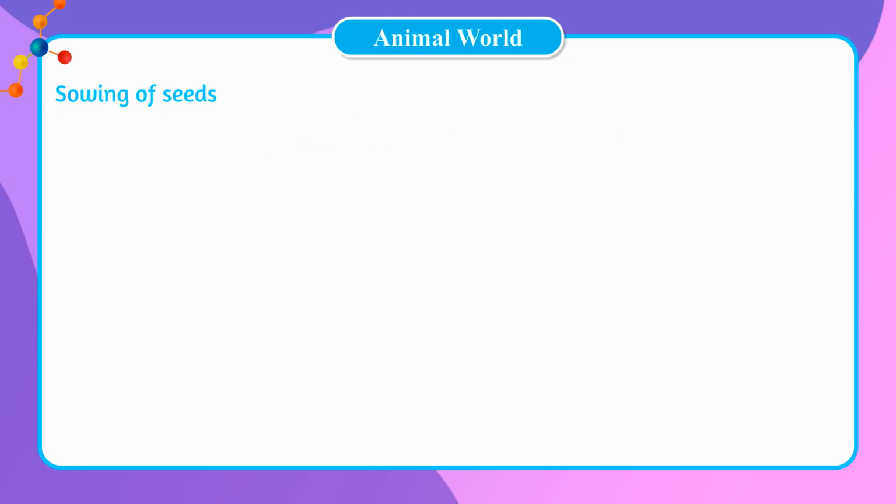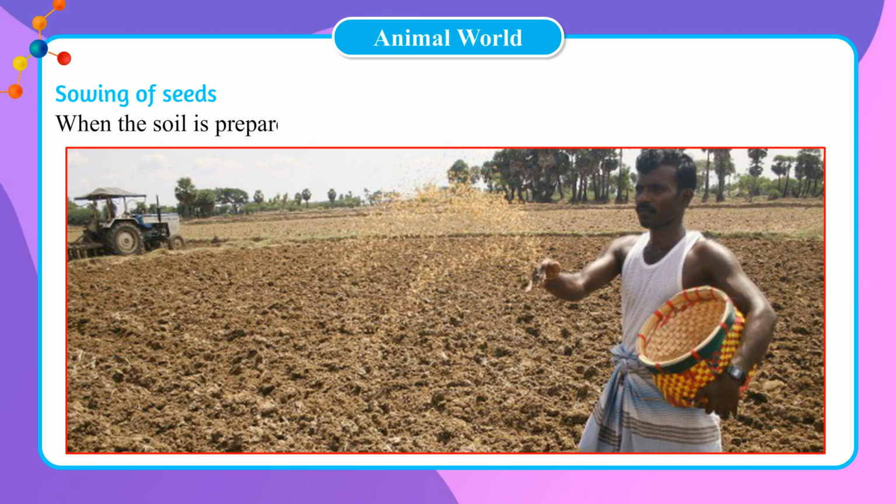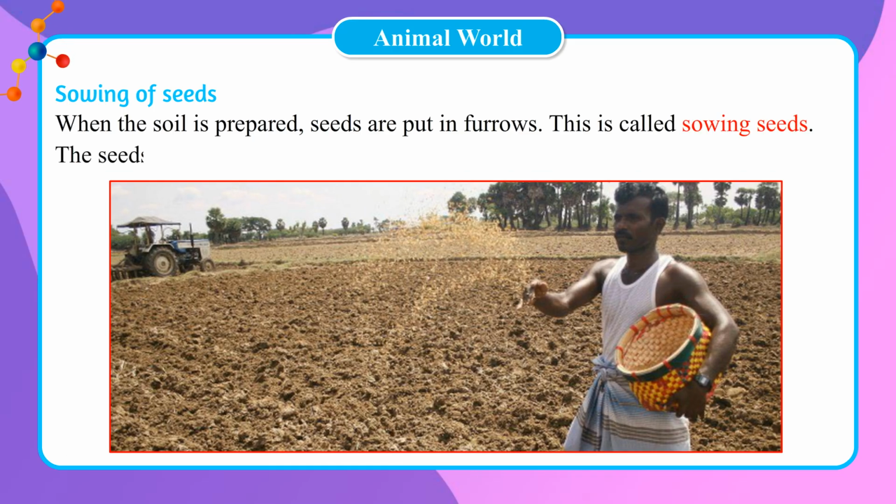Sowing of seeds. When the soil is prepared, seeds are put in furrows. This is called sowing seeds. The seed sown must be healthy and of good quality.